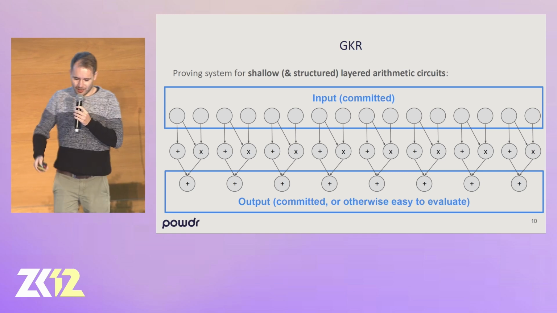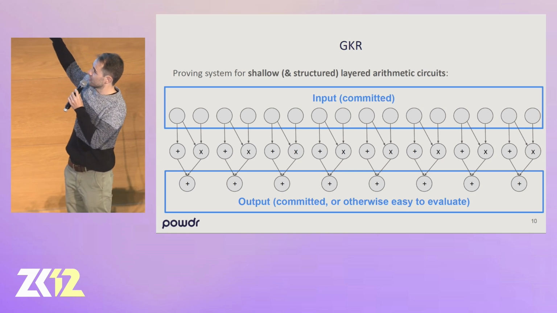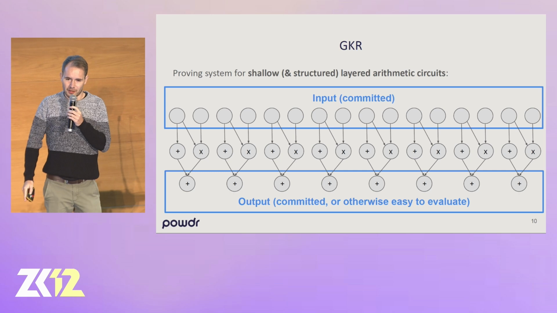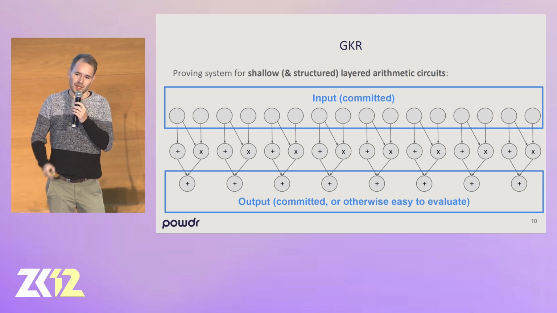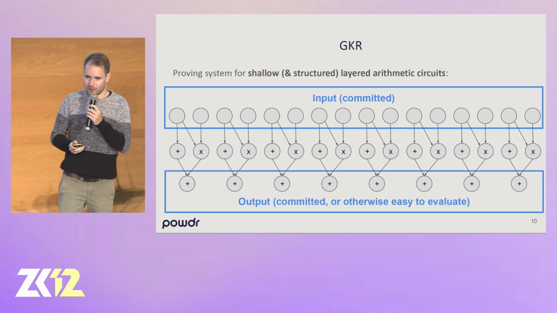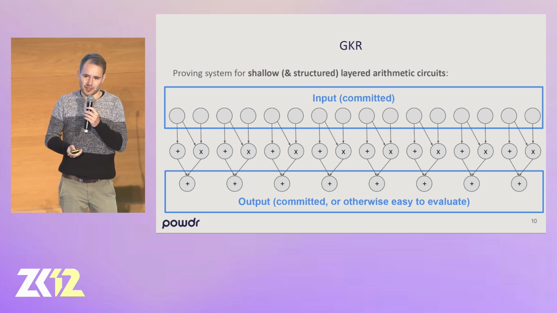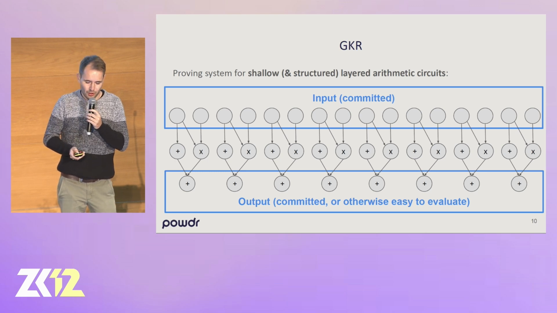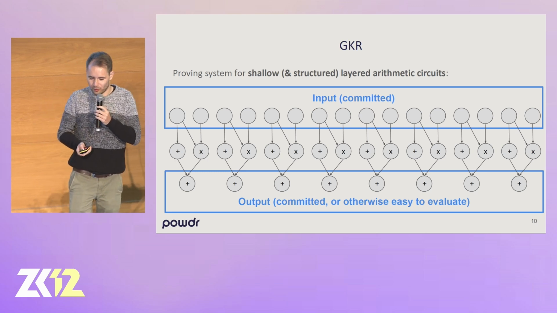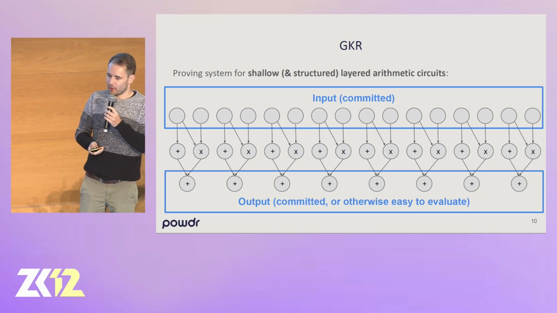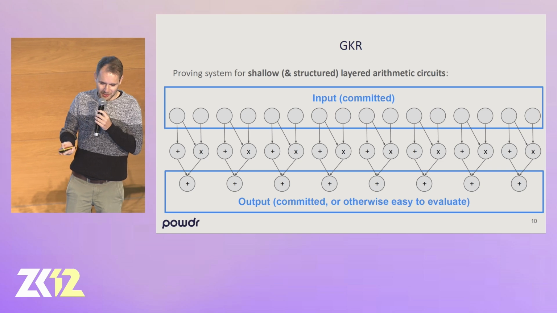And eventually, the values of all these layers are going to be represented as polynomials, and the verifier needs to be able to evaluate these polynomials, but only for the input layer and the output layer. Typically that means that for the input layer, there's going to be some polynomial commitment scheme, and the output layer could also be committed, or it could be easy to evaluate by the verifier for some other reason. So that's it for background.